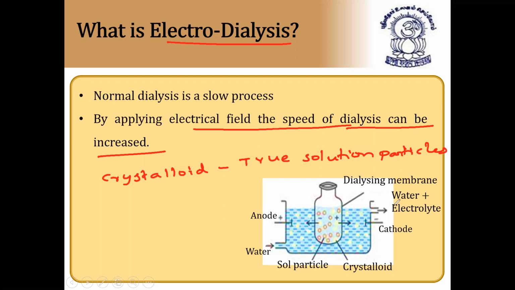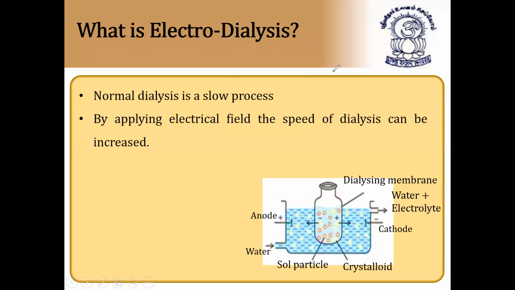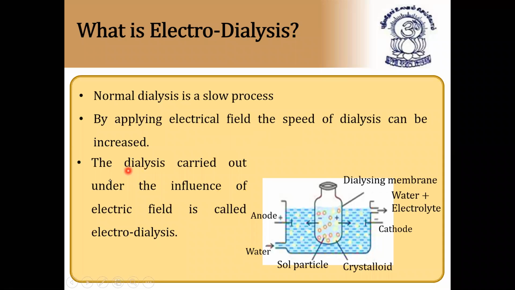So the dialysing membrane, water plus electrolyte, here the cathode and here the anode will be there. So this is called electrodialysis. I hope it is clear. The dialysis carried out under the influence of an electric field is called electrodialysis.